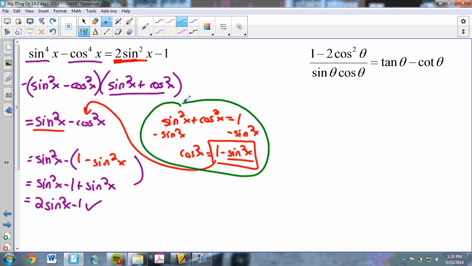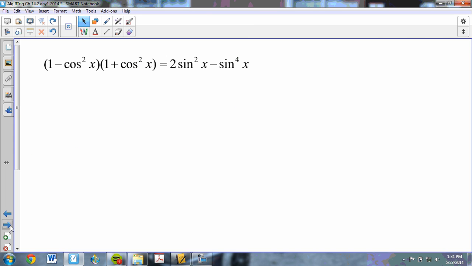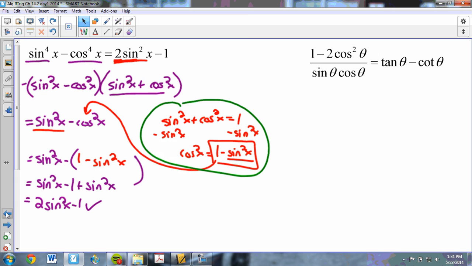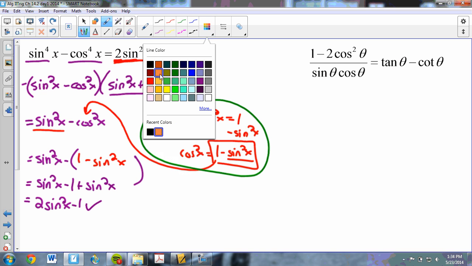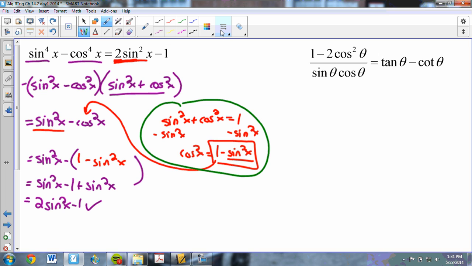Okay, I think we just have 2 more. After this, I'll let you work on your homework. I'm going to show 2 ways to do this problem. I don't care which way you pick. Pick the one you like better. The one on the right is going to be the one we're more familiar with.